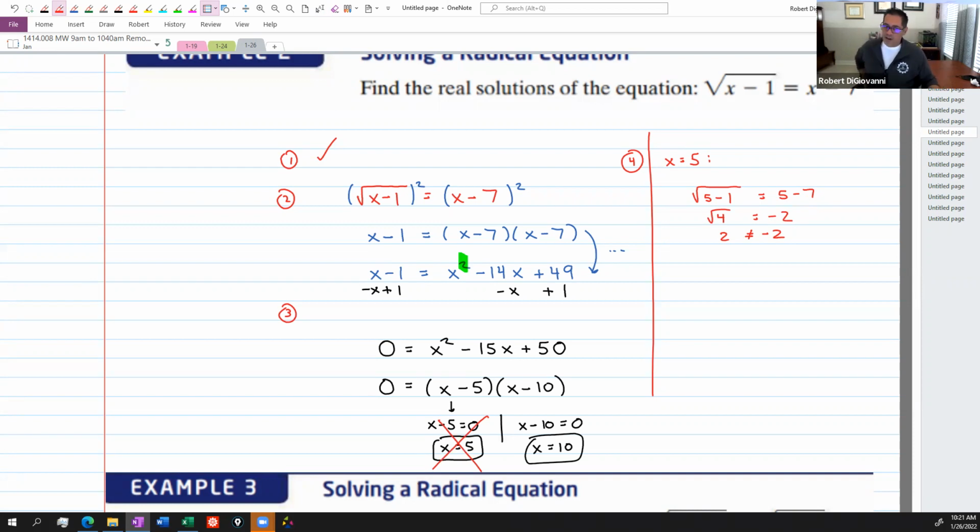That's why we have to check, because you don't want to say the answer is 5 and then go build a bridge and then the bridge falls down because it was never a solution, right? So x equals 10, we check that. Square root of 10 minus 1 equals 10 minus 7. 10 minus 1 is 9, so square root of 9 equals 10 minus 7 is 3. And the square root of 9 is 3, and 3 equals 3, and that is correct. So our only solution to this is 10.